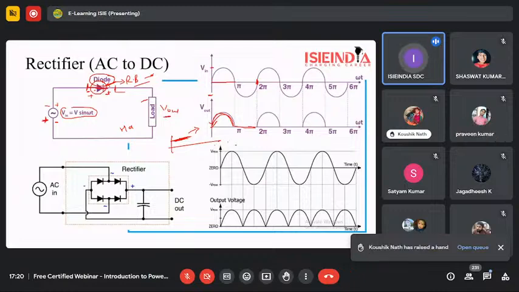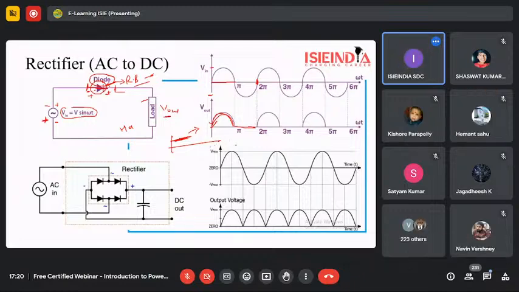There will be harmonics present. If we compare this signal and this signal, here we are getting lots of harmonics. But when we use the filter circuit, what will happen? The output voltage will be near about DC, like a constant line, and then we can say that the harmonics are being reduced.